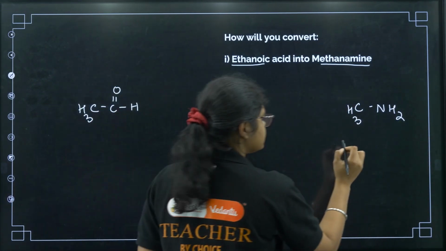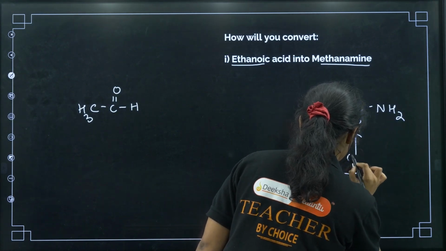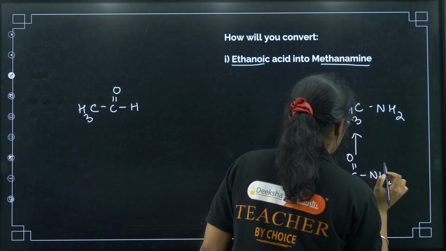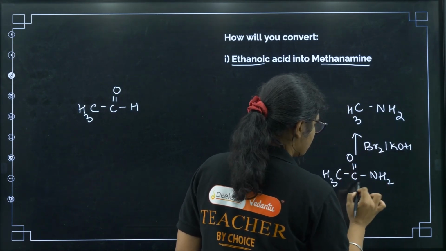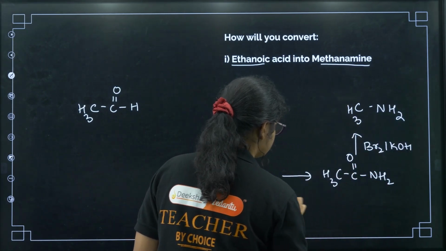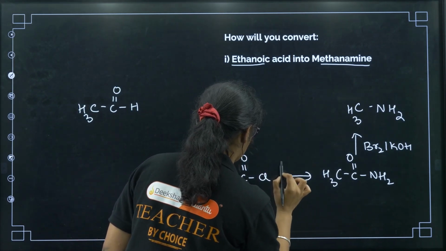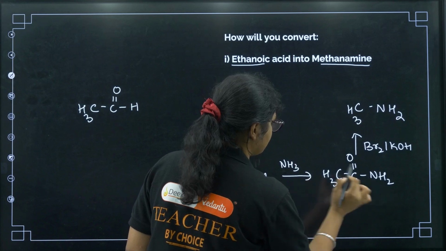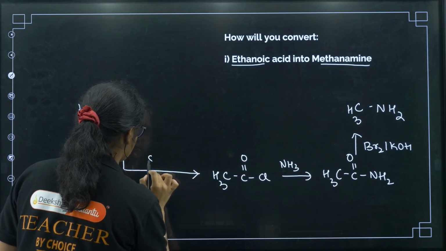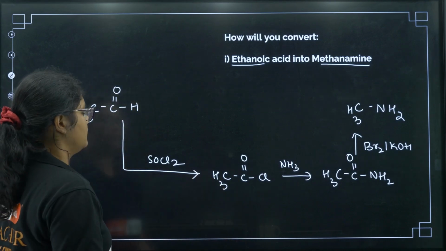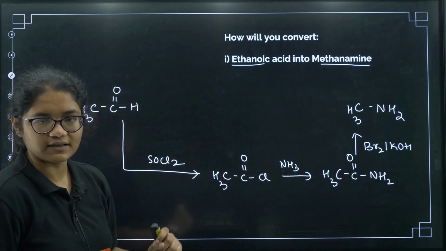So if I use Hofmann bromamide degradation on this particular compound, CH3CONH2, for that I need Br2 and KOH, right? Then I'll get this one, and for getting CH3CONH2 I need CH3COCl, and on this compound if I add NH3 I will get NH2. Next, from the acid to the acid chloride, just simply treat it with SOCl2. SOCl2 will replace the OH with Cl and we will get this conversion, right?